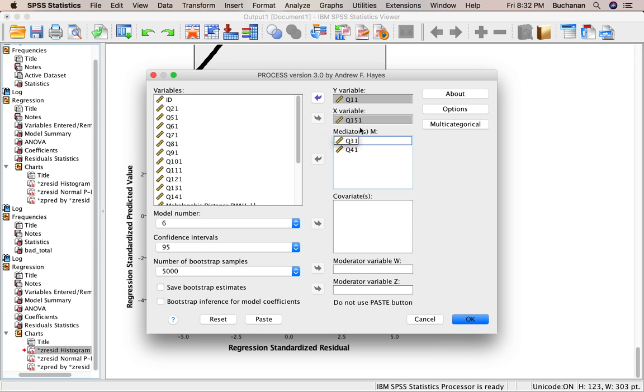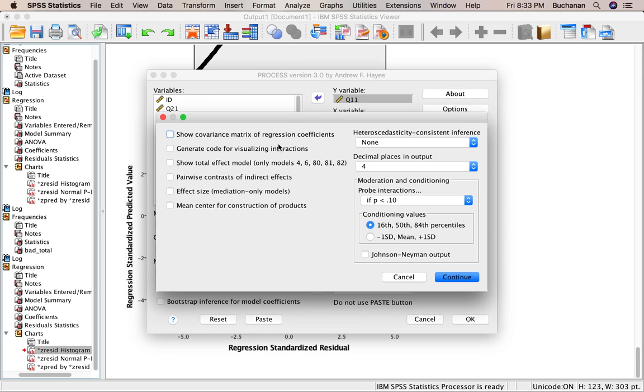So we're doing mediation, so 3 and then 4. We're going to covary out or adjust for "this is a course I wanted to take." So we're going to stick that in the covariates box. Under options, we could say show us the total effect model. That'll show you C.